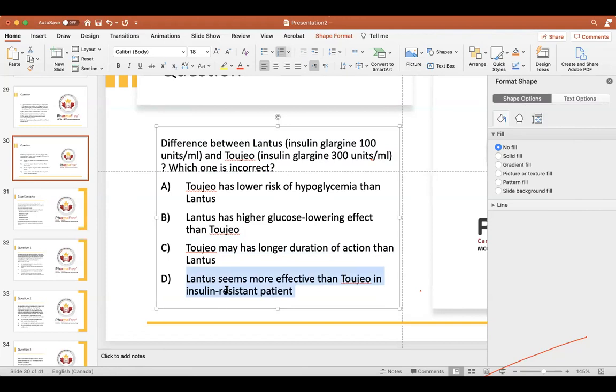The D is wrong. Toujeo has lower risk of hypoglycemia than Lantus: correct. Lantus has higher glucose lowering effect than Toujeo: correct. Toujeo may have longer duration of action than Lantus: correct. Lantus seems to be more effective than Toujeo in insulin-resistant patients: this is what we call a trick, made up from my side. There's no evidence about that.